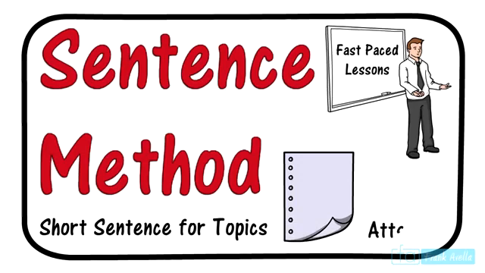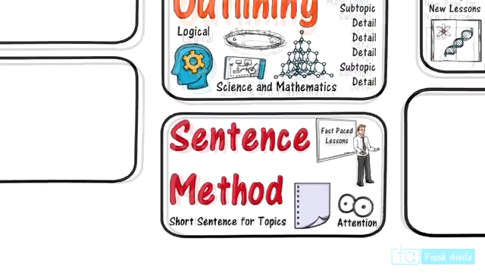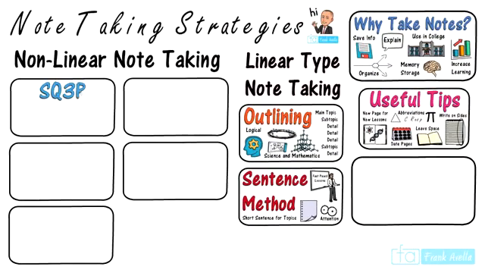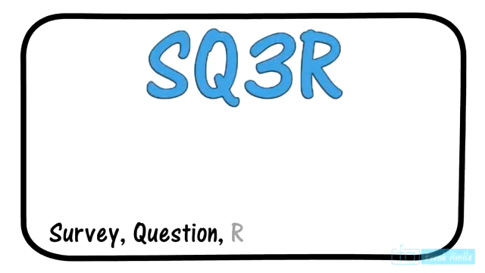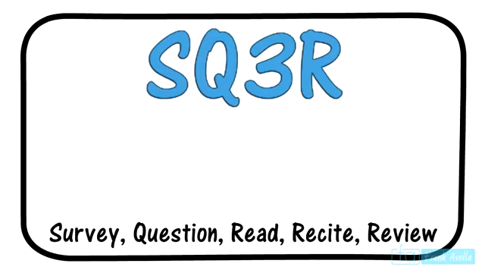Students must pay careful attention. This method isn't about breaking down information. It's just about recording the information. On to the first of the nonlinear note-taking methods, the SQR3 method. This stands for survey, question, read, recite, and review.